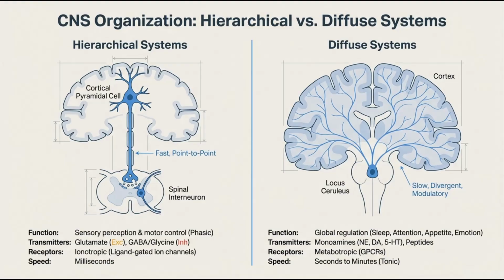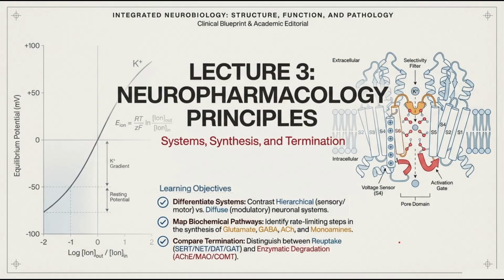So if I can try to summarize this, hierarchical is for the data, the actual content of a thought or a movement. And diffuse is for the state or the mood, how you feel about that data or the context it's in. That is the perfect distinction. And if you look at the learning objectives on this slide, that's our roadmap. We're going to map the rate-limiting steps for making these transmitters and, crucially, compare how they get cleaned up. Termination. Because how you clean up the mess determines how long the signal lasts. And how strong it is. It's everything. All right, let's move on.